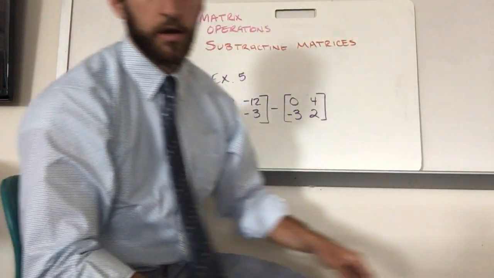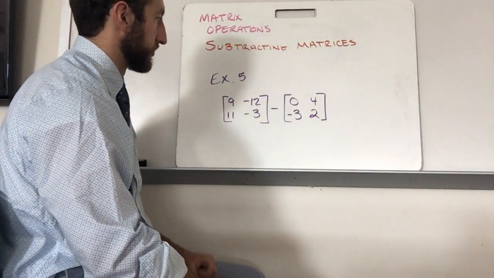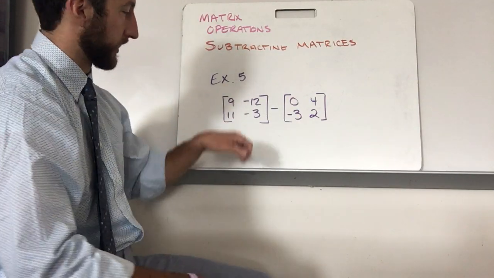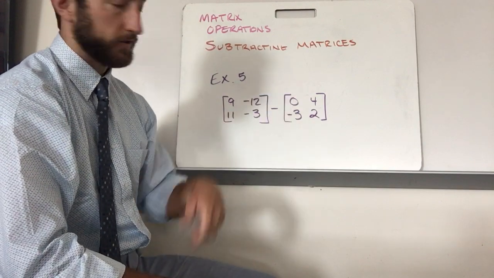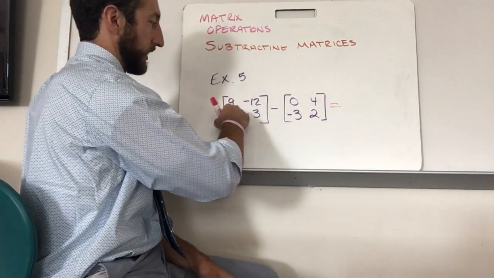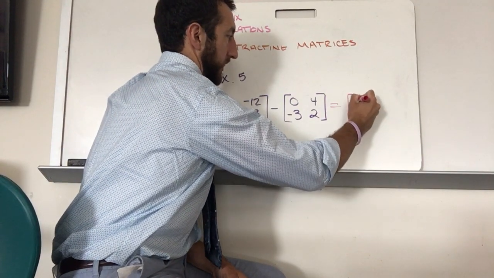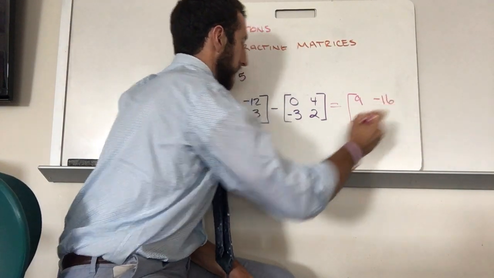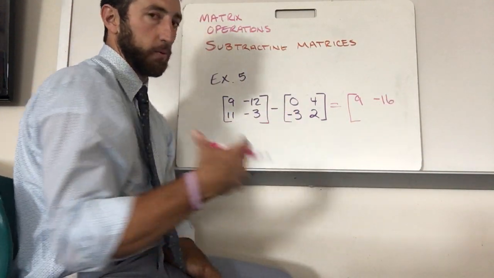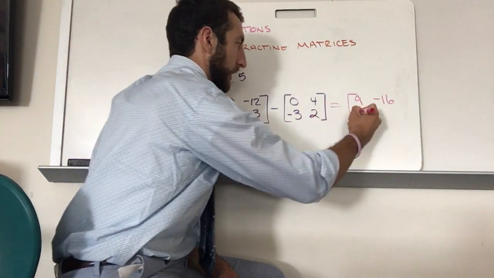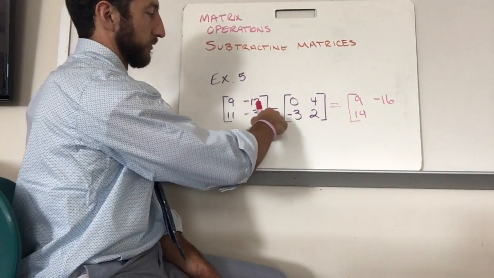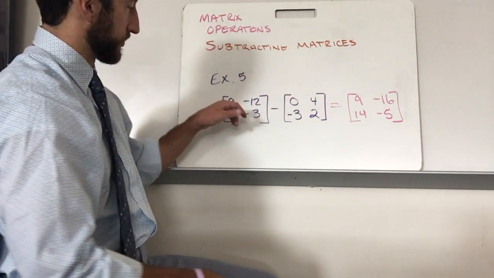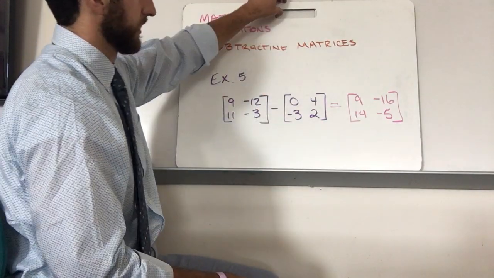Subtracting works the same way. So subtracting 2 matrices, we have to have the same dimensions just like we did for adding, but this time all we're going to do is subtract. So we're going to take this first matrix, subtract the ones that are over here. So same thing, I'm going to take 9, I subtract 0, that's going to give me 9. I got -12 minus 4, that's going to give me -16. I got 11 minus a -3. Whenever we subtract a negative, it becomes positive, so that's going to be a positive 14. -3 minus 2, that's going to give me -5.